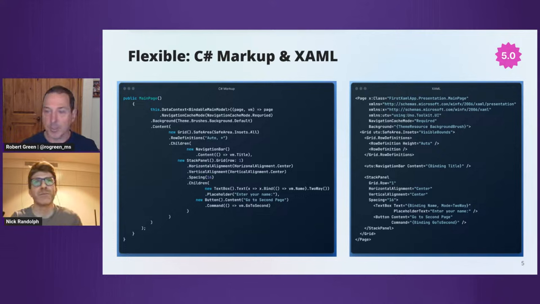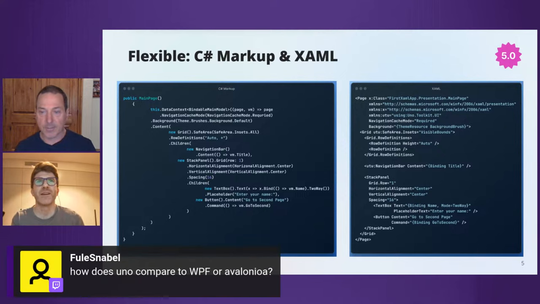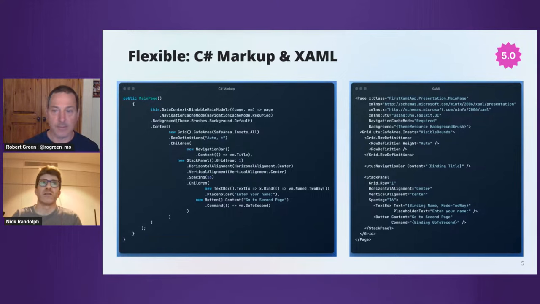All right, so a couple of questions from our good friend Fuel Snobble. How does Uno compare to WPF or Avalonia? So in a lot of regards, the XAML syntax is fairly similar. There are different features that are available in WPF that are not available in essentially WinApp SDK and WinUI, and vice versa.